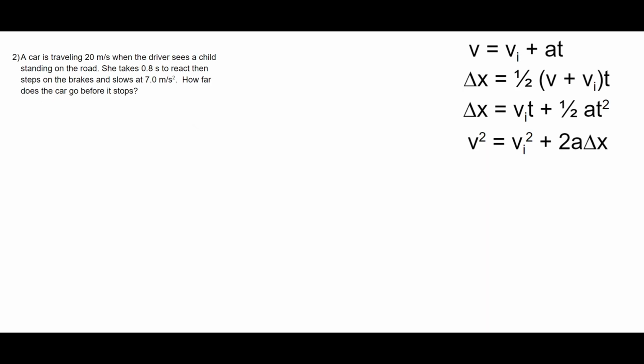Let's try this one. A car is traveling 20 meters per second when the driver sees a child standing on the road. She takes 0.8 seconds to react, then steps on the brakes and slows at 7 meters per second squared. How far does the car go before it stops? We're going to do the same thing as last time, where we list all the given variables, and then find the equation we can plug these into.